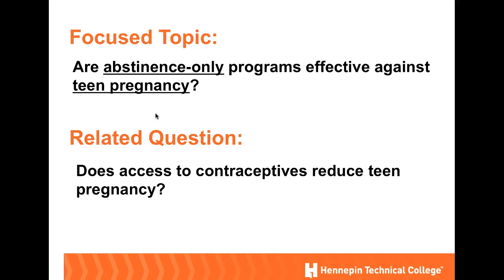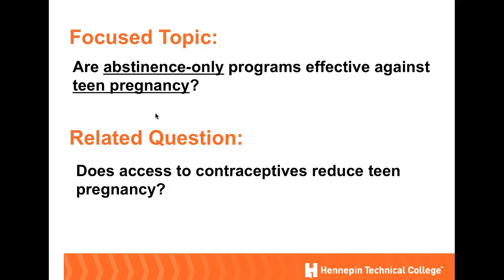So if you look at the focus topic here, the two key phrases that I would pull out of this to search in the databases would be abstinence only, or possibly abstinence only programs, and teen pregnancy. And later, depending on how my searches go, I might pull in the word effective or preventing, something like that, to indicate more specifically what I'm looking for. But I'll start with those two, abstinence only and teen pregnancy.